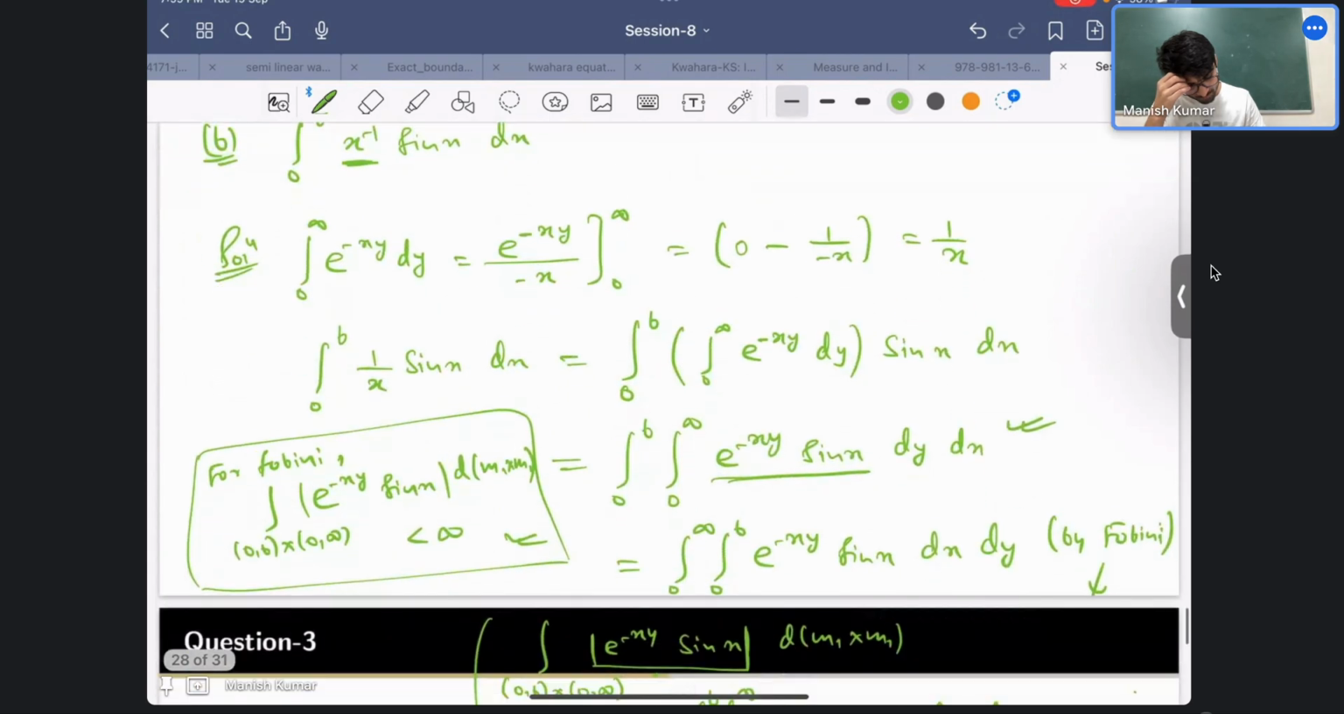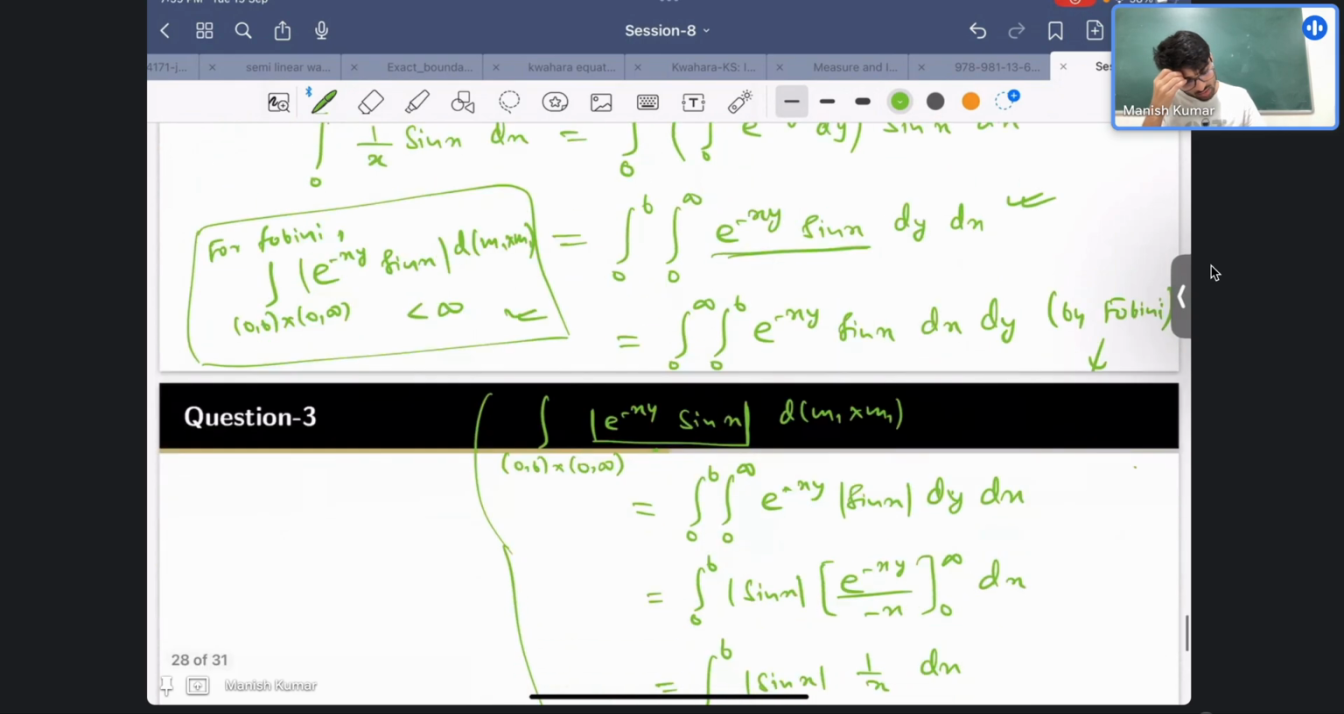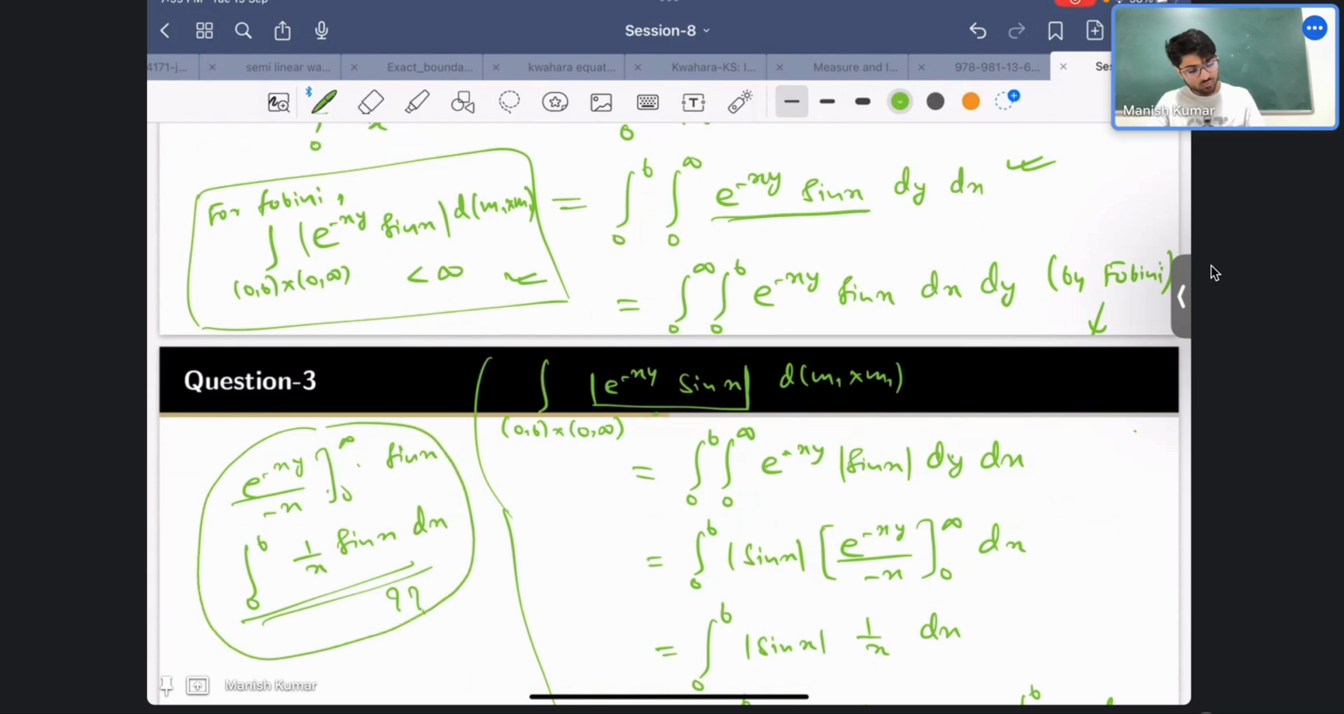Okay, yeah, so if you integrate with respect to y, what you get is e minus xy by minus x, from 0 to infinity, and then sin x, right? This is what you get. And then when you substitute, you will get the integral 0 to b of 1 by x sin x dx, right? The point is how to evaluate this integral. Okay, so it will be more difficult to find this integral. Okay, so that's why we change this order of integration.